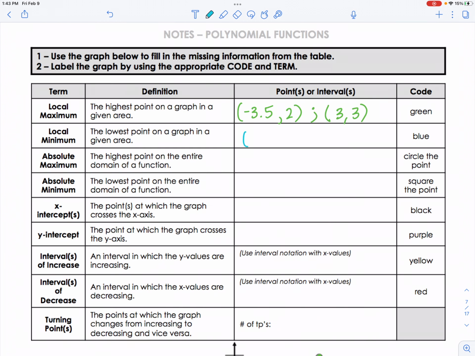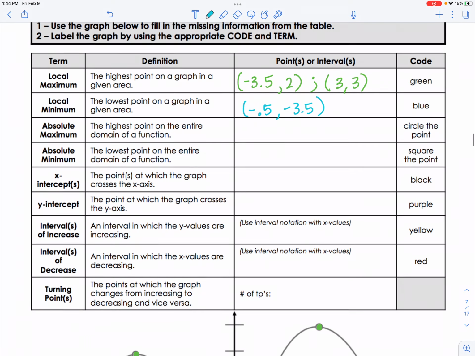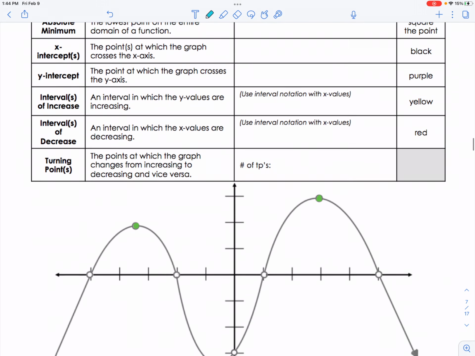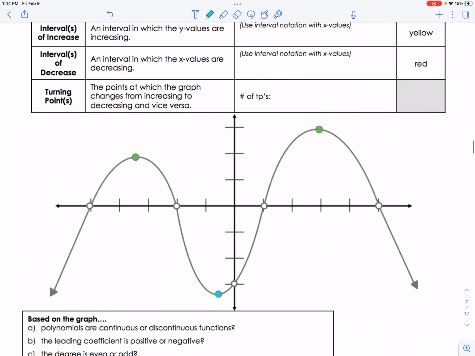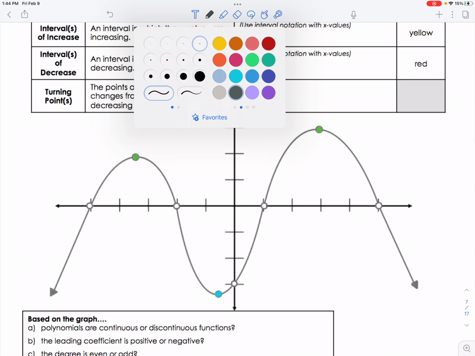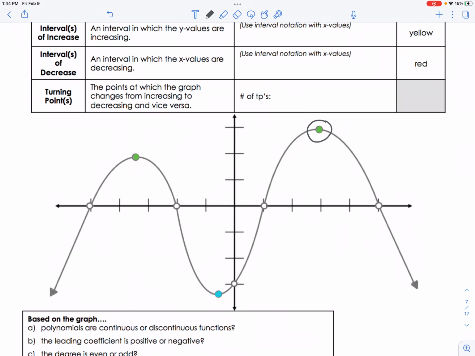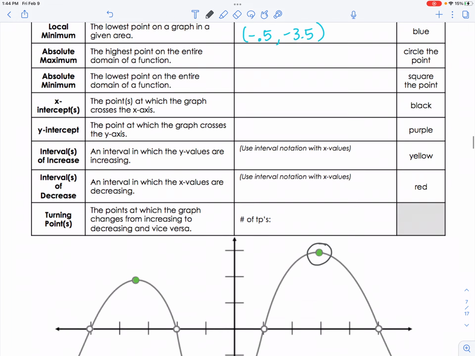Now, the absolute maximum, this is the highest point on the entire domain of the function. So local maximum is just, okay, where are all of our maximums? The absolute is, okay, well, from all of these maximums, which one is the highest? We're going to circle that point. So that's going to be this one right here. That is the absolute maximum, which is 3, 3.